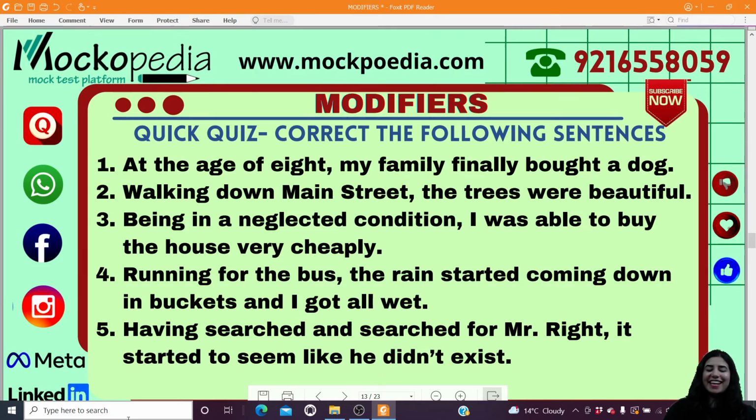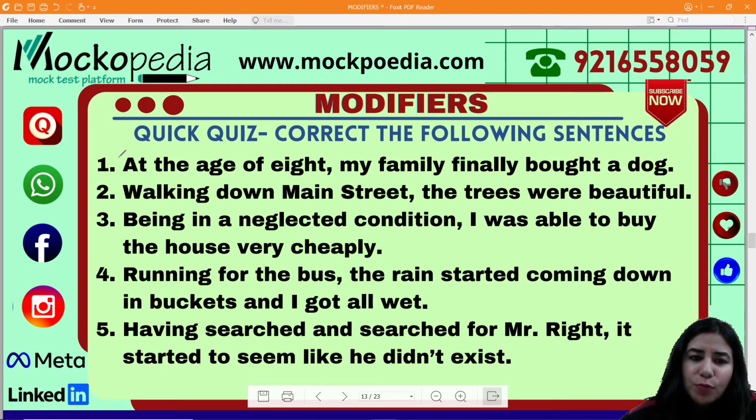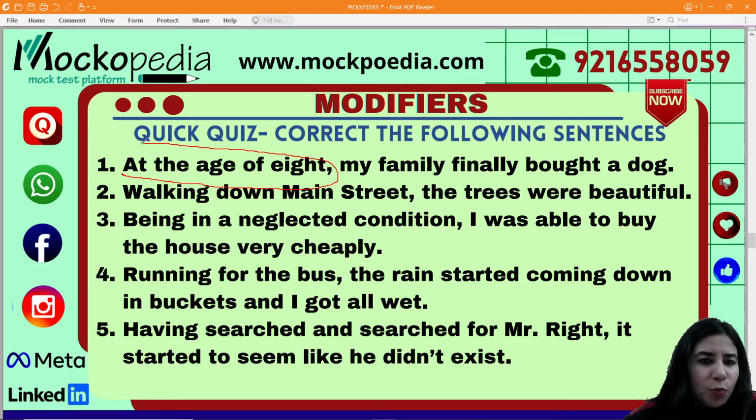Okay, so let's get started. At the age of 8, my family finally bought a dog. If you see, this is the modifier, right? Usually in modifier questions, the phrase is right in the beginning. So this touches the family. Can the age of the family be 8? No, right? So you have to see what can be the right subject it tends to modify.